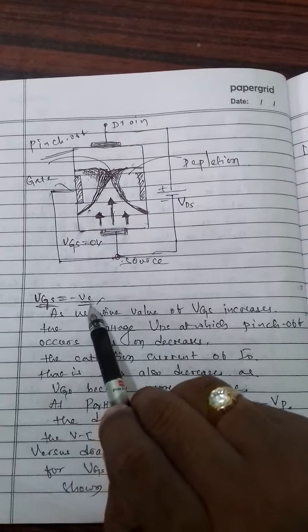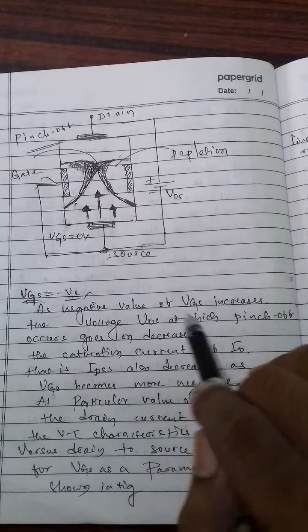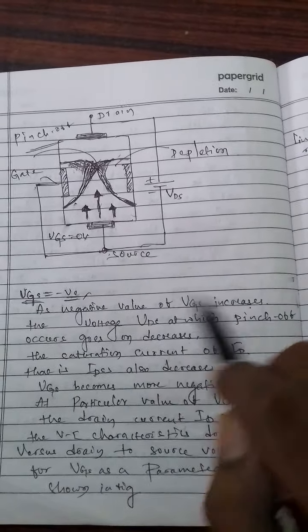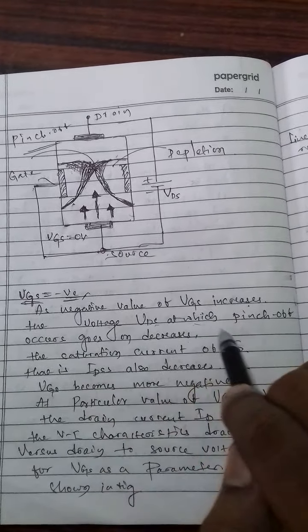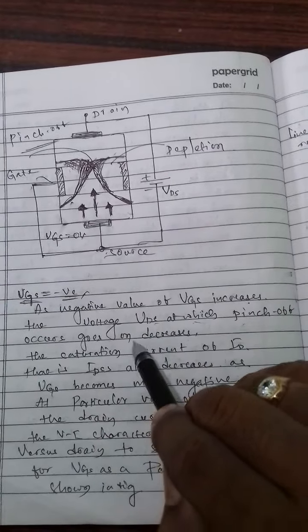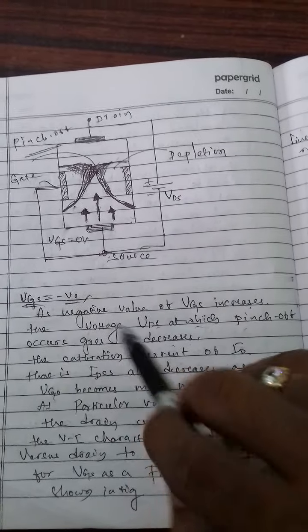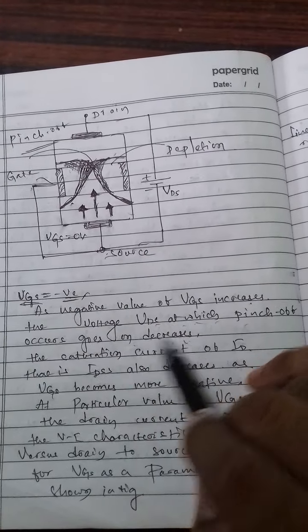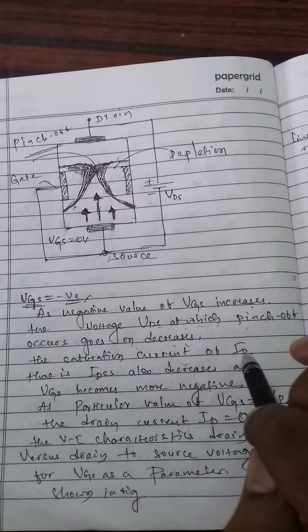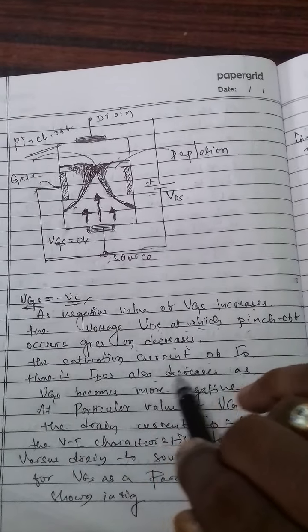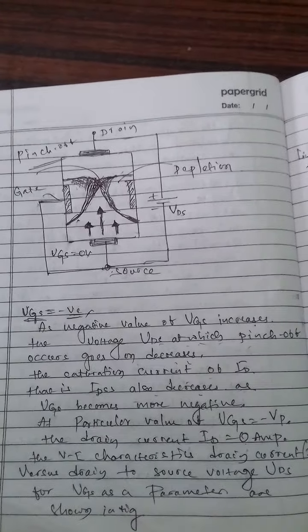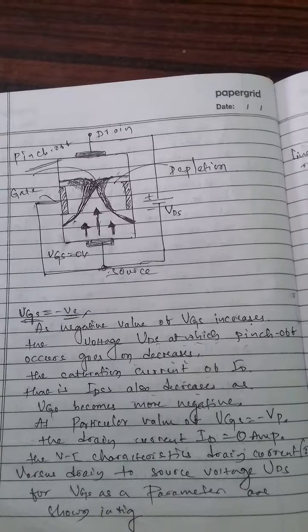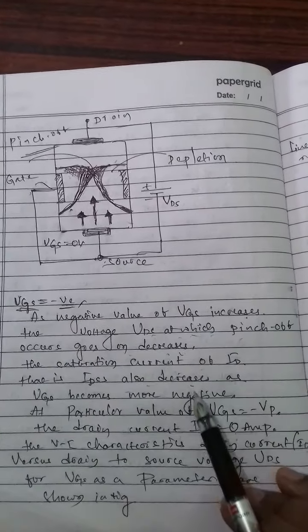When VGS is negative, as the negative voltage of VGS increases, the voltage VDS at which pinch off occurs goes on decreasing. The saturation current of ID, that is IDSS, also decreases, due to which the drain current ID also decreases.